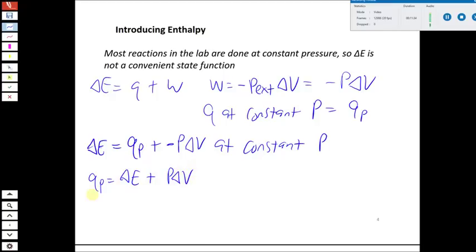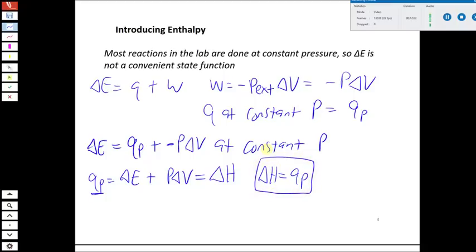And what we're going to call this term QP is a new state function. So we see that QP is the sum of two state functions. Remember, state functions are functions that have delta in front of them, is the simple definition. So if QP is the sum of two state functions, delta E and P delta V, it can also itself be a state function. We abbreviate that as delta H. All right. So if we have a constant pressure process and we measure the heat, we get this new state function delta H directly out of that.